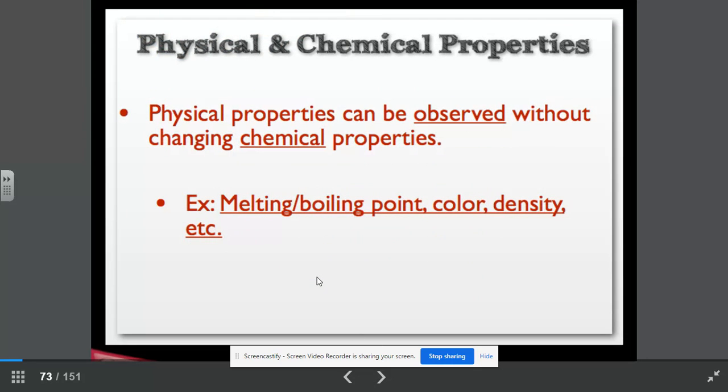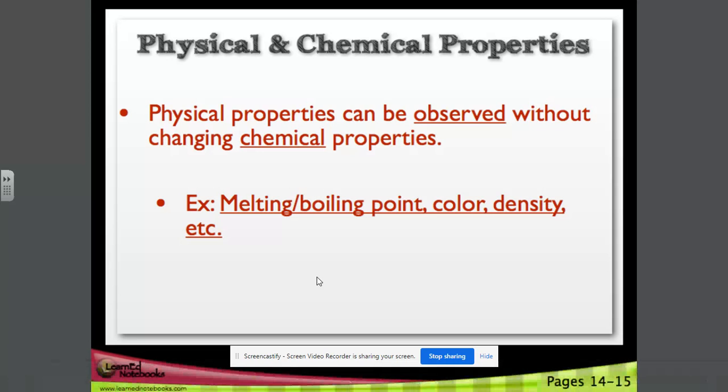Now let's talk about physical and chemical properties of matter. So physical properties can be observed without changing chemical properties. So these things can be changed back. For example, melting, boiling point, color, density, etc. Those are all properties. And in a minute, we'll talk about physical changes, which I mentioned can be changed back.